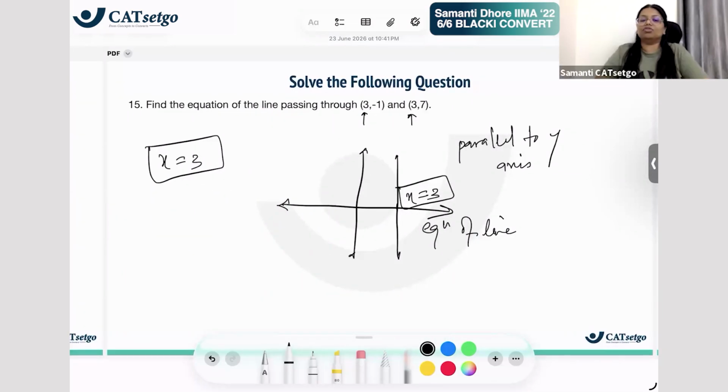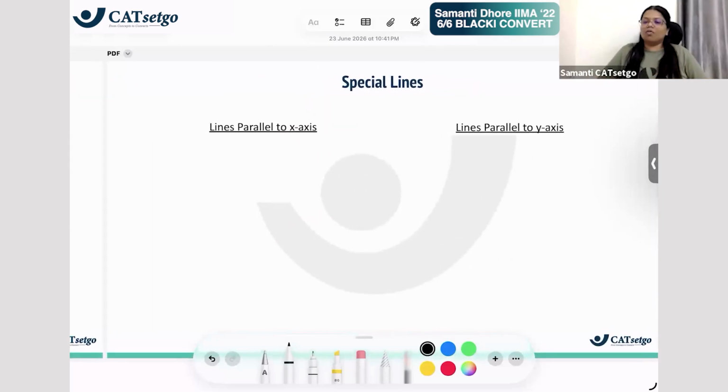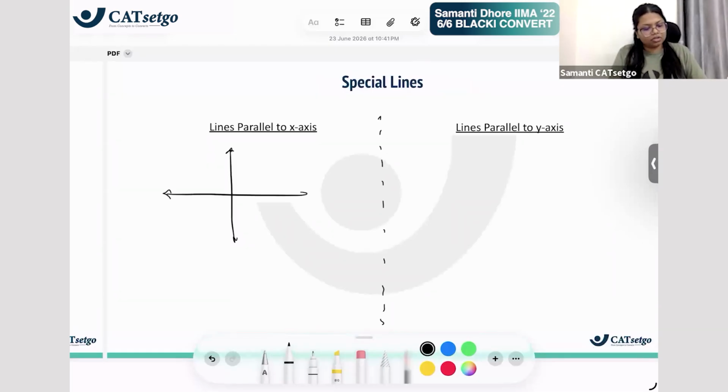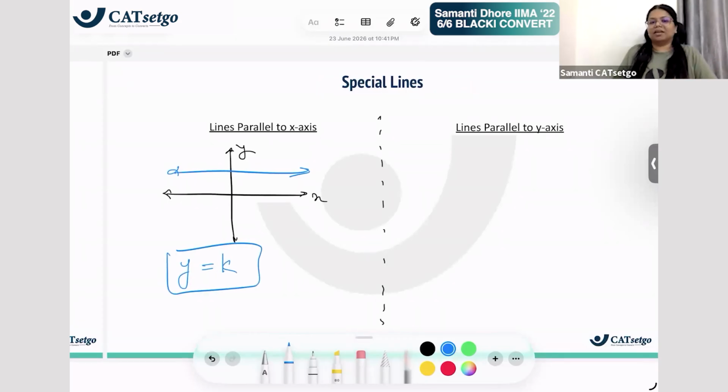Right? So here we get introduced to the concept of special lines. What are those special lines? Special lines are the lines that are parallel to either the x-axis or the y-axis. When the line is parallel to the x-axis, its formula is y equals some constant k. Every time you have a line parallel to the x-axis, the value of y will be constant. For this point also y is k, and for this point also y is k. Y will always be k.